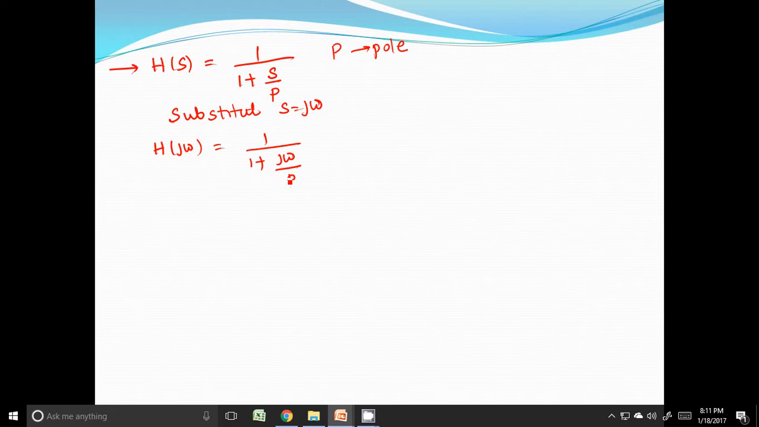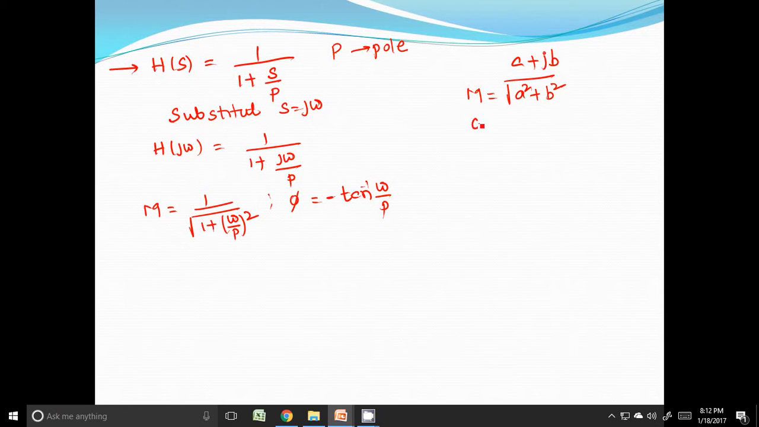The magnitude is 1 by square root of 1 plus (omega by p) whole square, and the phase is minus tan inverse of omega by p. If you take any complex number a plus jb, its magnitude is given by square root of a square plus b square, and the phase is tan inverse of b by a.